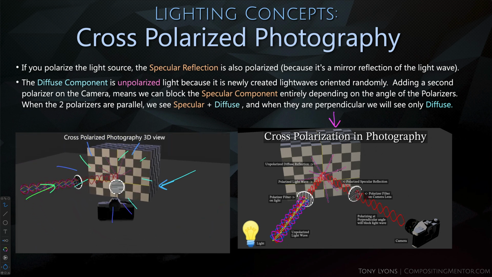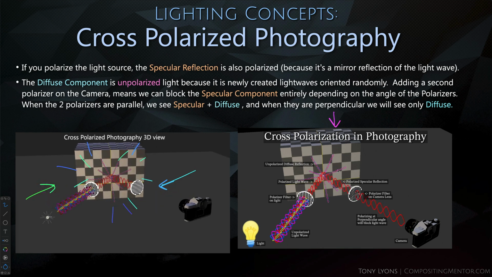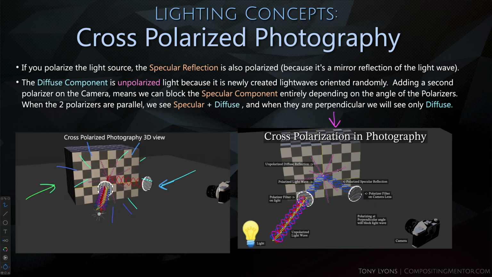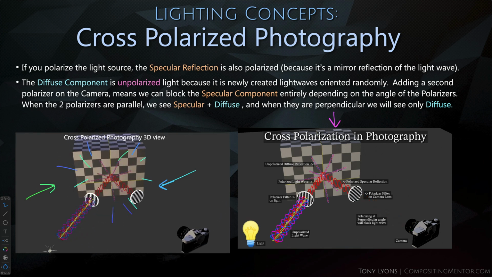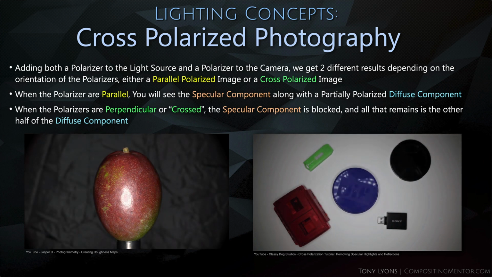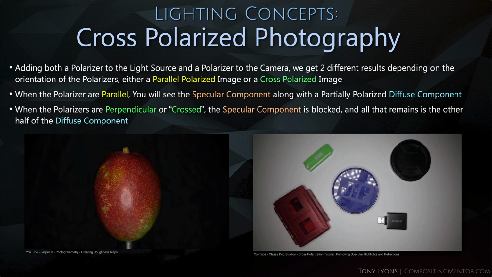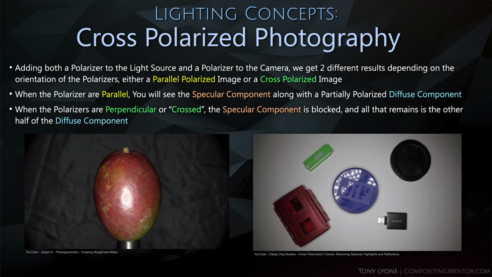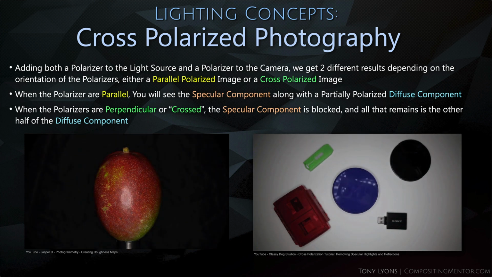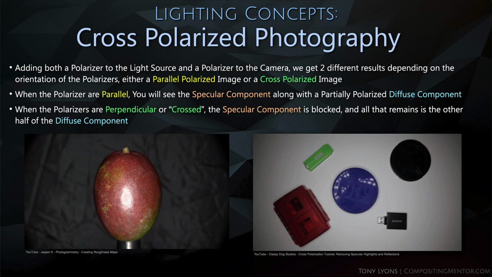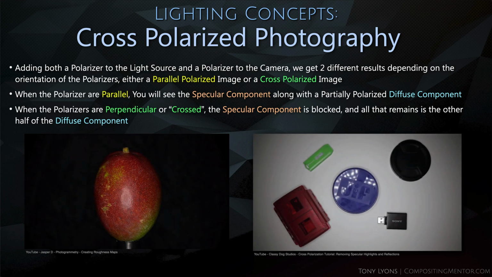And remember, it's partially polarized because half of the diffuse is going to be gone because it is going through that filter over the lens, where basically you're only seeing the vertically oriented diffuse component or the horizontally oriented diffuse component. So by adding both a polarizer to the light source and a polarizer to the camera, we get two different results depending on the orientation of those polarizers, either a parallel polarized image or a cross polarized image. When the polarizers are parallel, you will see the specular component along with a partially polarized diffuse component. When the polarizers are perpendicular or crossed, the specular component is blocked, and all that remains is the other half of the diffuse component.